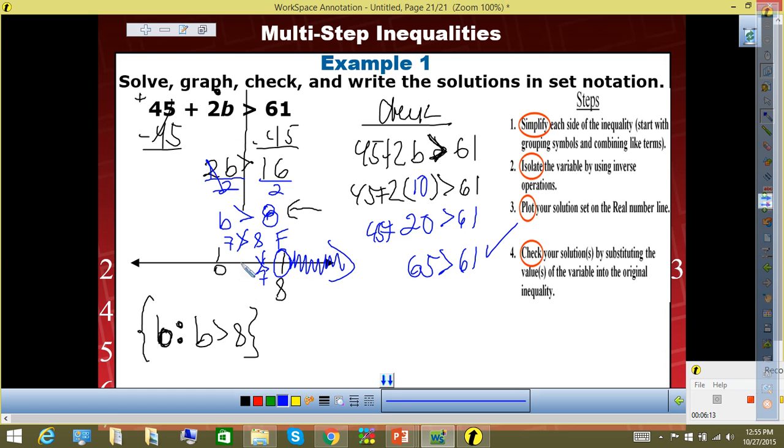And that's how the home play would be. You solve, you graph, you write your set notation, and you check. You got it? Any number that's part of the solution set. Could I have used 100? Yeah. 23? Yes, 23.